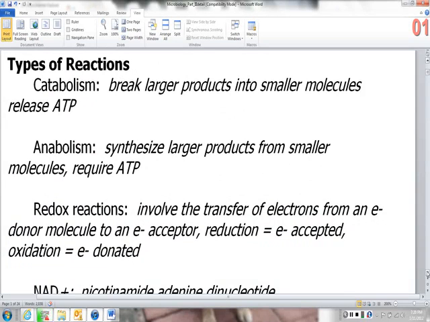There are also a few main types of reactions. Catabolic reactions break larger products into smaller molecules and release energy as ATP. Anabolic reactions synthesize larger products from the smaller molecules and require energy from ATP to fuel the process. Redox reactions, or reduction-oxidation reactions, involve the transfer of electrons. Electrons will move from a donor, which is said to be oxidized, to an acceptor, which is then said to be reduced.